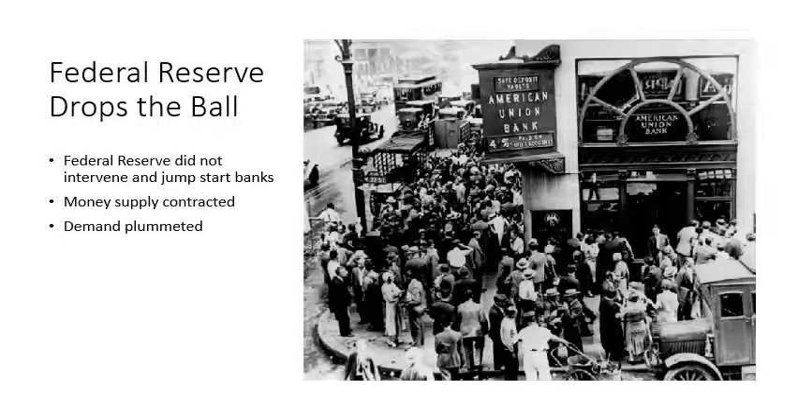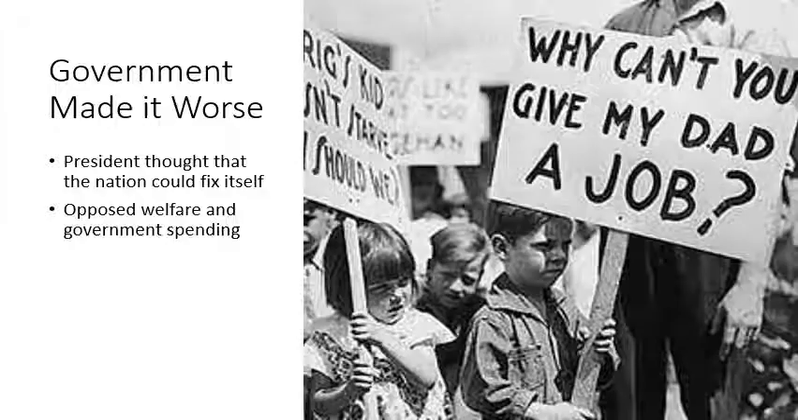So the money supply contracted. There's less money available. And because of that, demand plummeted. So this really gets the ball rolling. The stock market collapses, the banks collapse. The Federal Reserve does not bail out the banks, does not help out the banks. So demand throughout the country plummets. The government doesn't do anything to help. The government actually makes it worse.